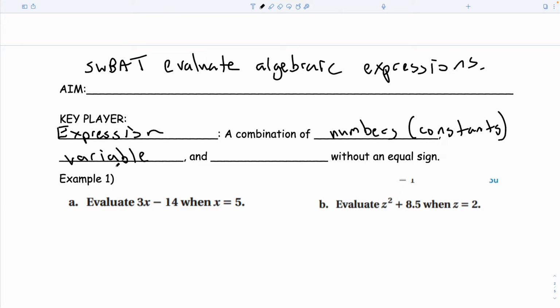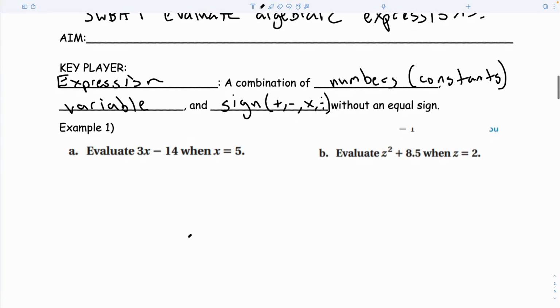Variable is another weird word. You haven't really seen a variable. Maybe like your 5th grade teacher tried to advance you and show you it, but this is really new to us. And of course, you need a sign. So addition, subtraction, multiply, divide. A lot of really weird things happening.